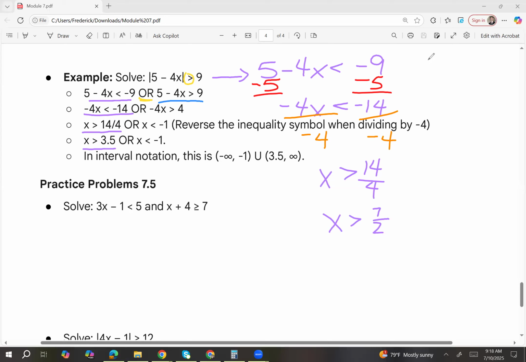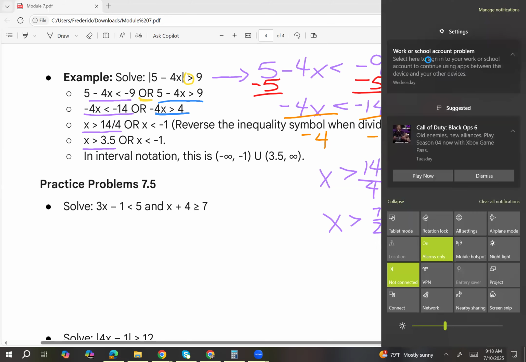So let's continue by talking about going from this inequality, 5 minus 4x greater than 9, to the step -4x greater than 4. From 5 minus 4x greater than 9. Notice this first step is going to be very similar. -5 on both sides to join with the 9. Sorry about that.